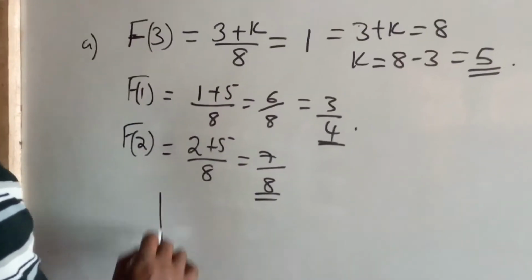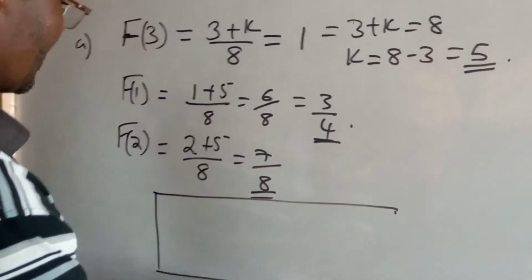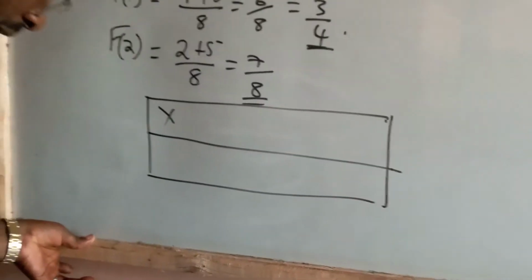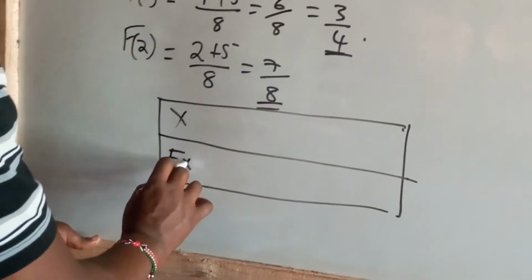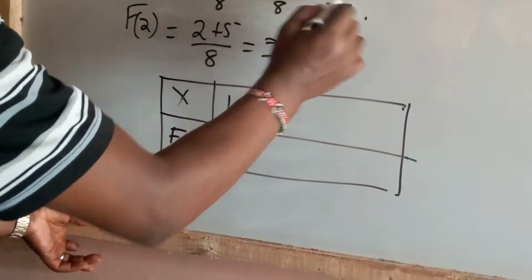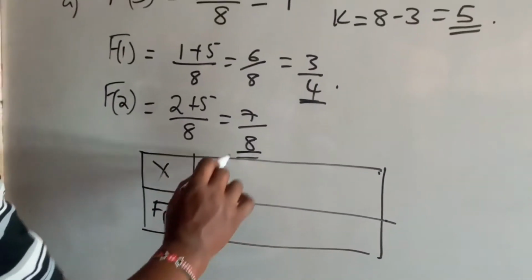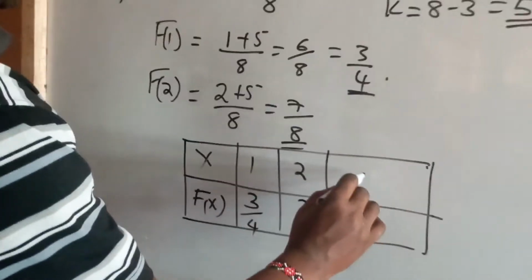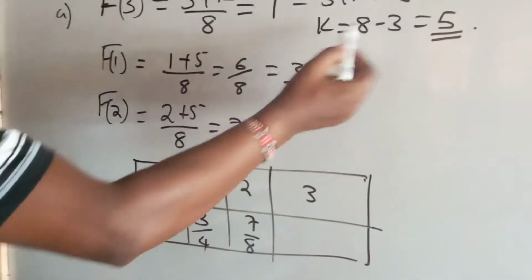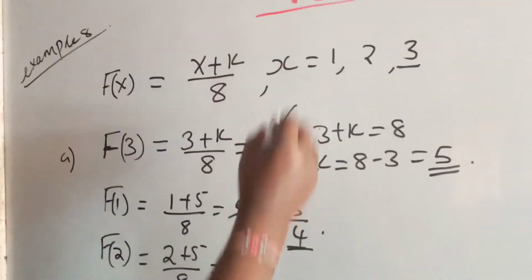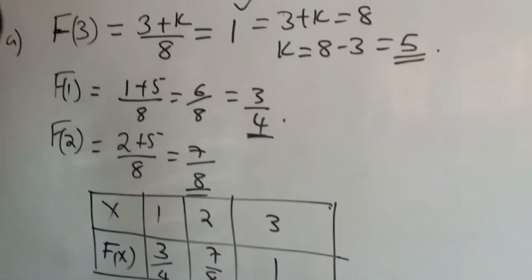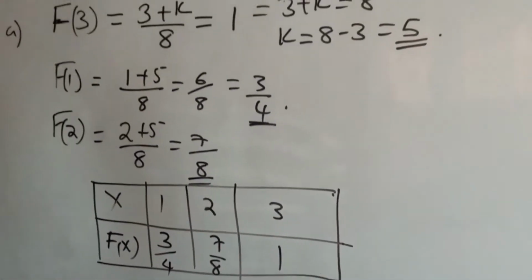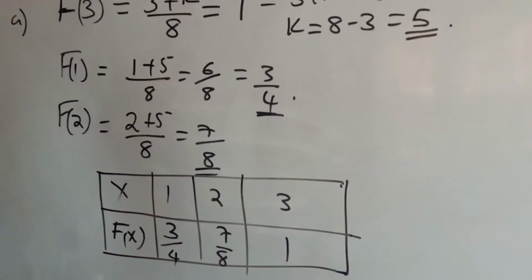So let's have it here now. We have x and F(x). When x is 1, what is F(x)? 3/4. When x is 2, what is F(x)? 7/8. When x is 3, what is F(x)? F(x) is simply equal to 1. And that is simply the cumulative distribution function table.